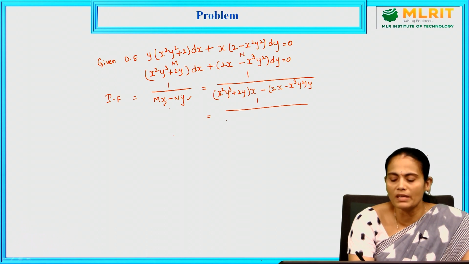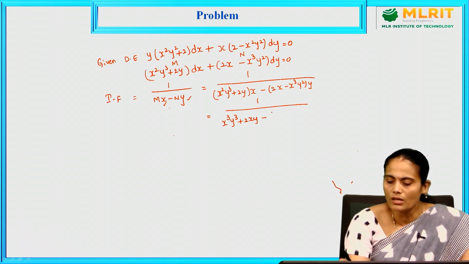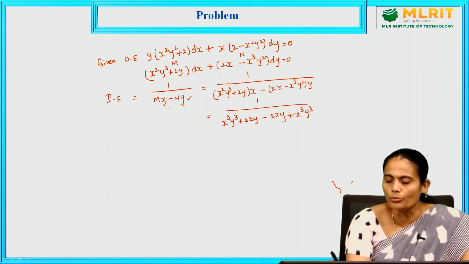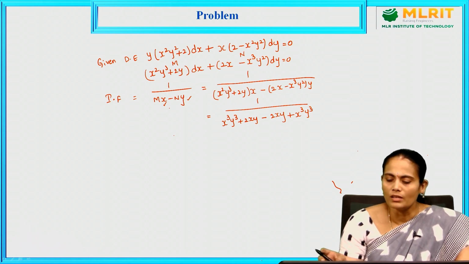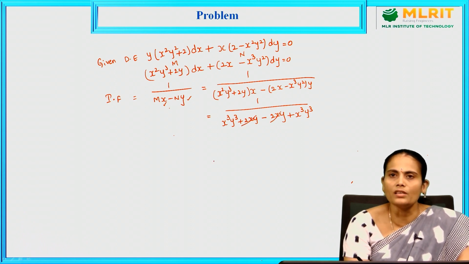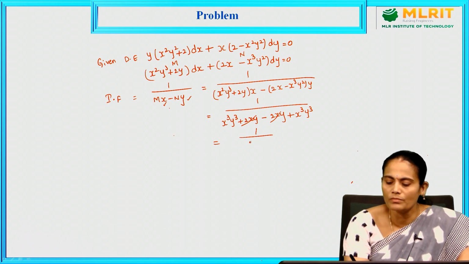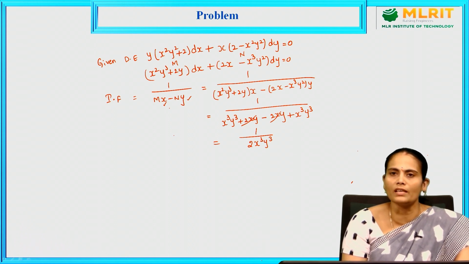So first multiply with the x: x cube y cube plus 2xy, minus, for the second term multiply with the y, 2xy minus x cube y cube gives plus x cube y cube. Now here minus 2xy and plus 2xy get cancelled. So here we have 2 times x cube y cube. So now the integrating factor is 1 by 2x cube y cube.